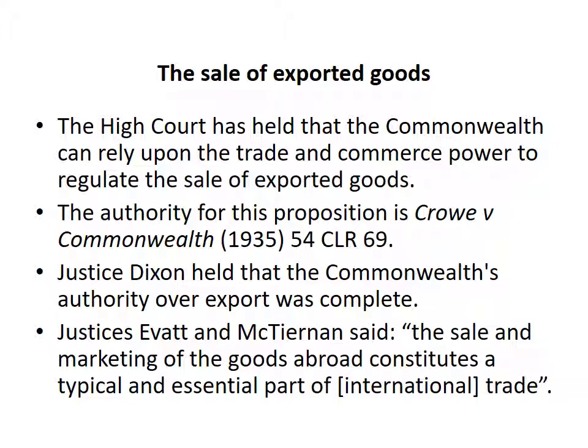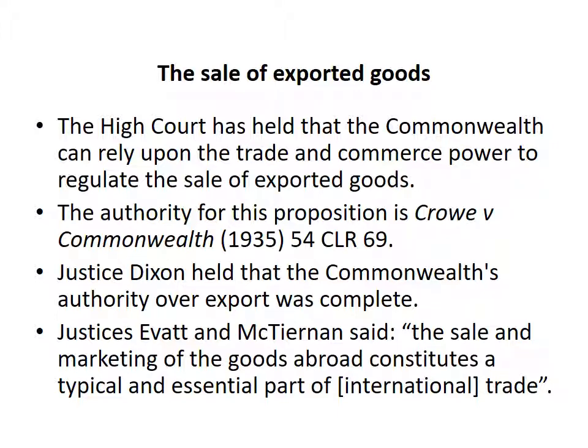The Noarlunga case is authority for the proposition that the Commonwealth may legislate back up the chain of supply. But what about the opposite proposition? Can the Commonwealth legislate down the chain and make laws with respect to the sale of goods to consumers, as opposed to the trade and delivery of goods between manufacturers, wholesalers, and retailers? The High Court considered that question in Crowe and the Commonwealth.